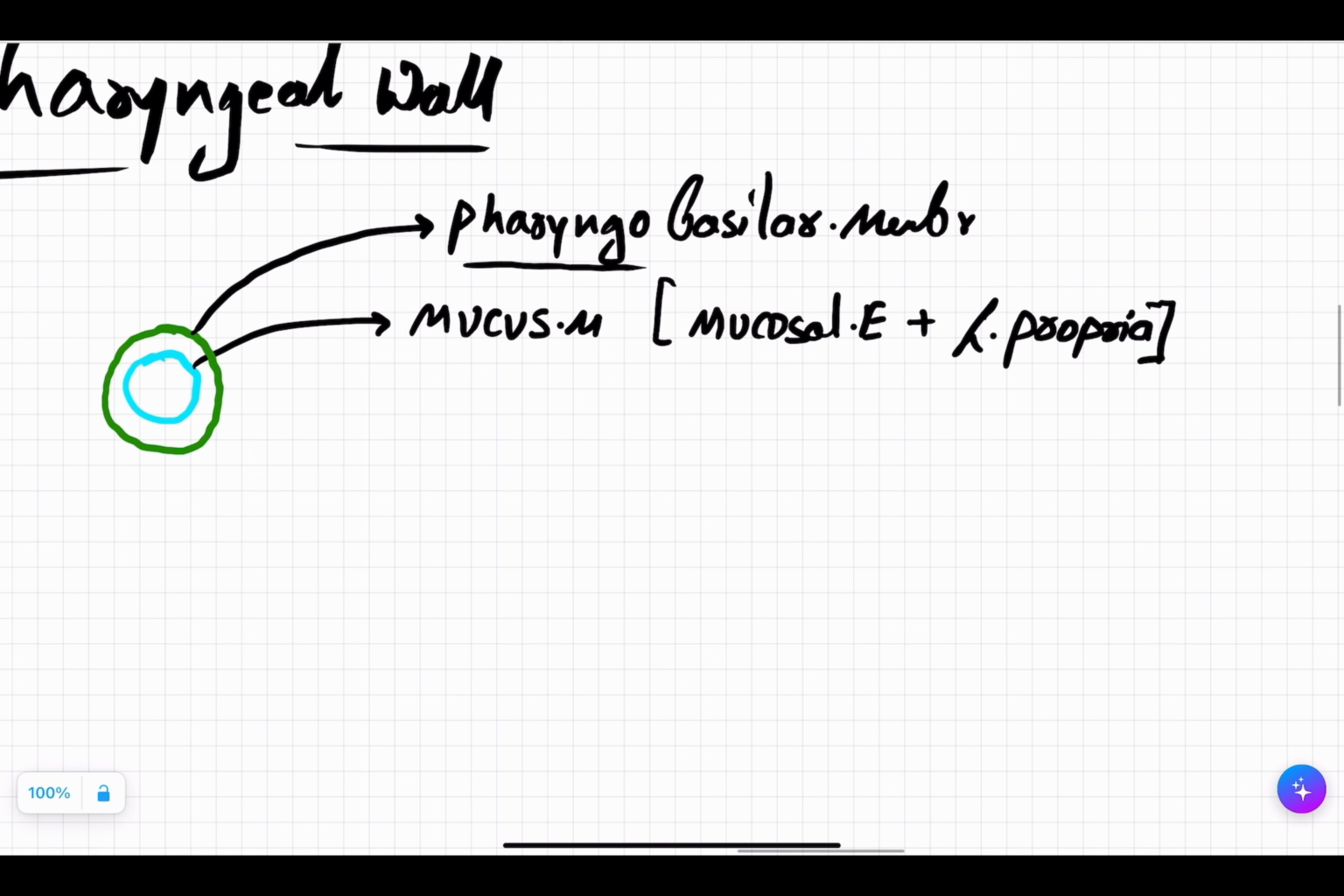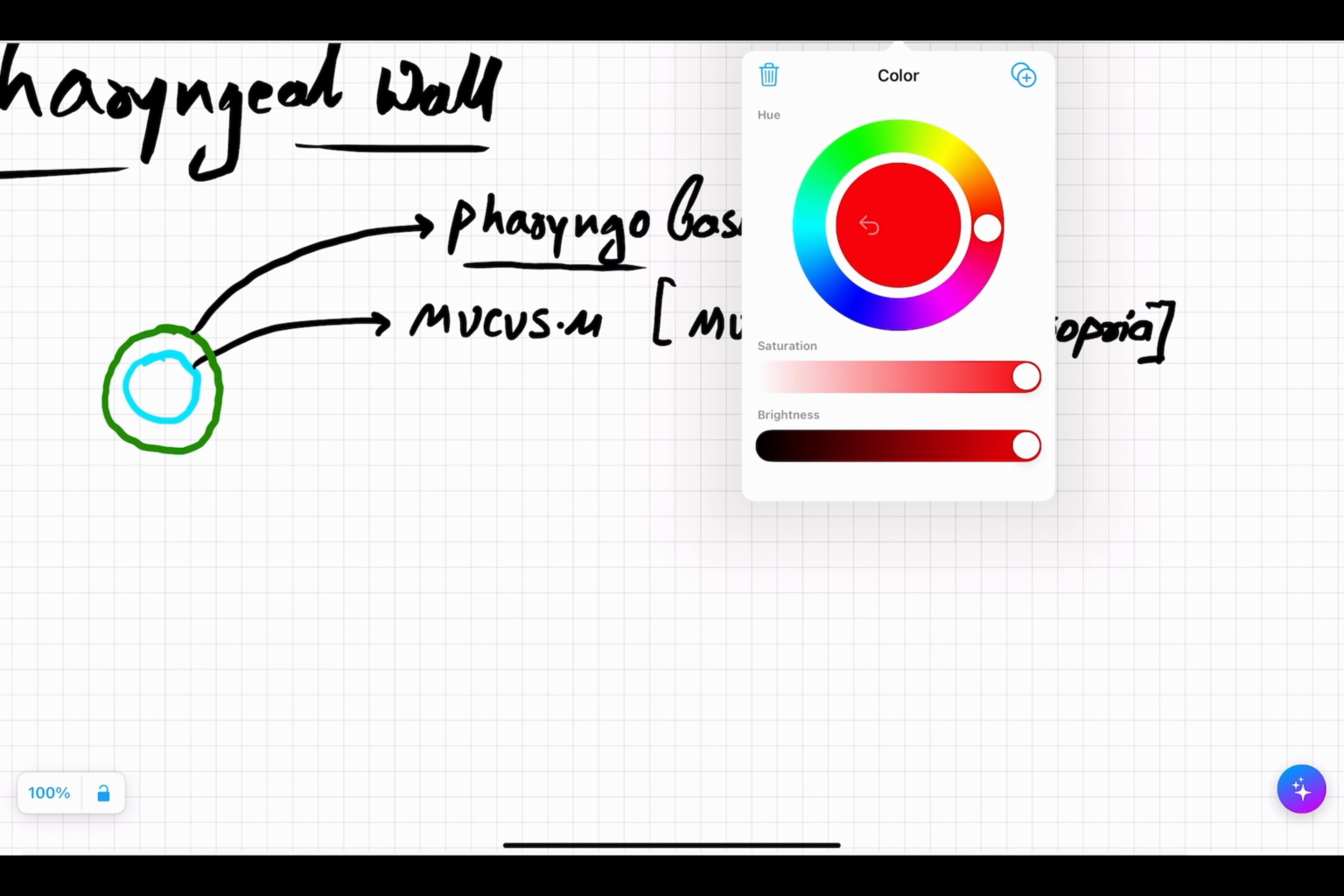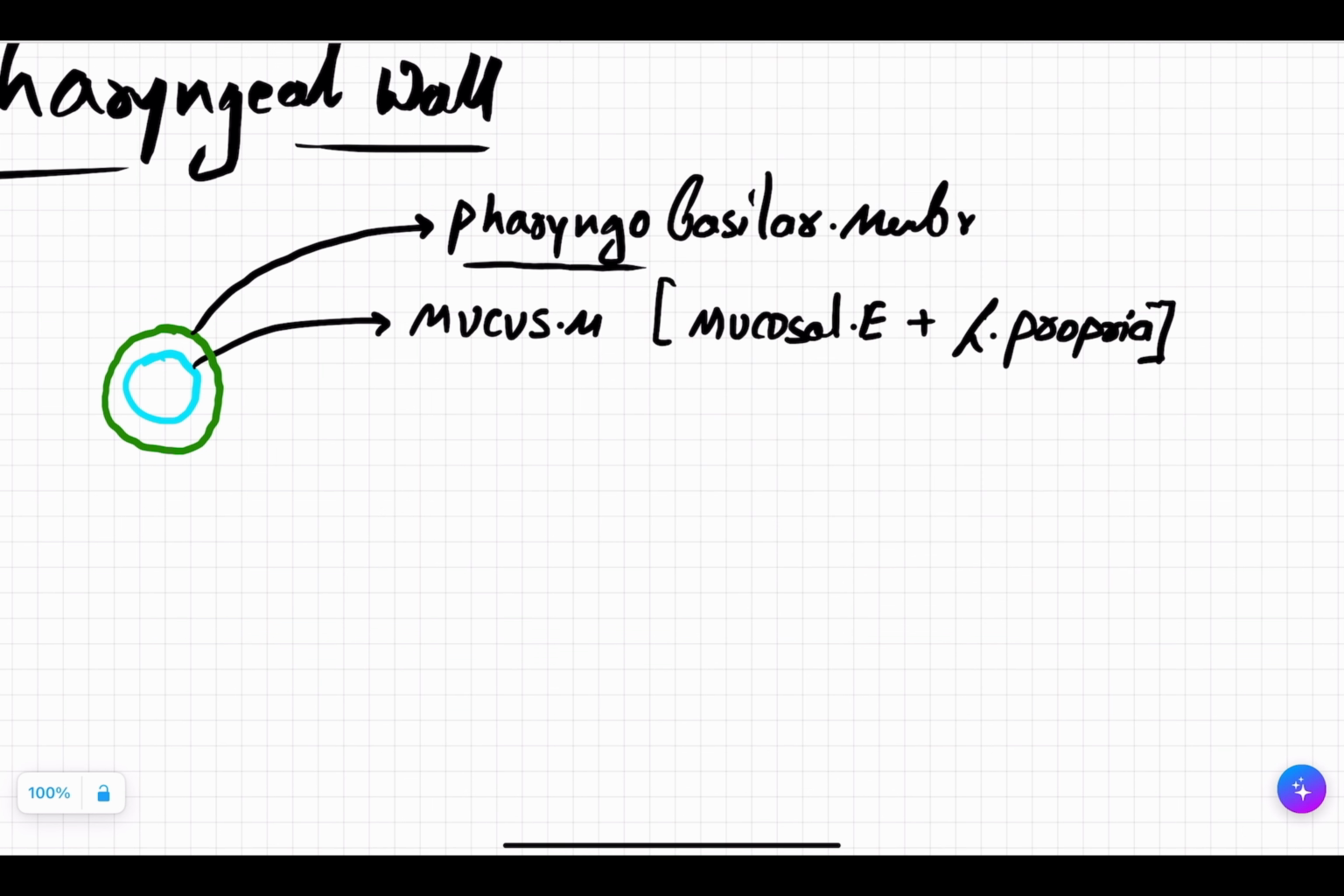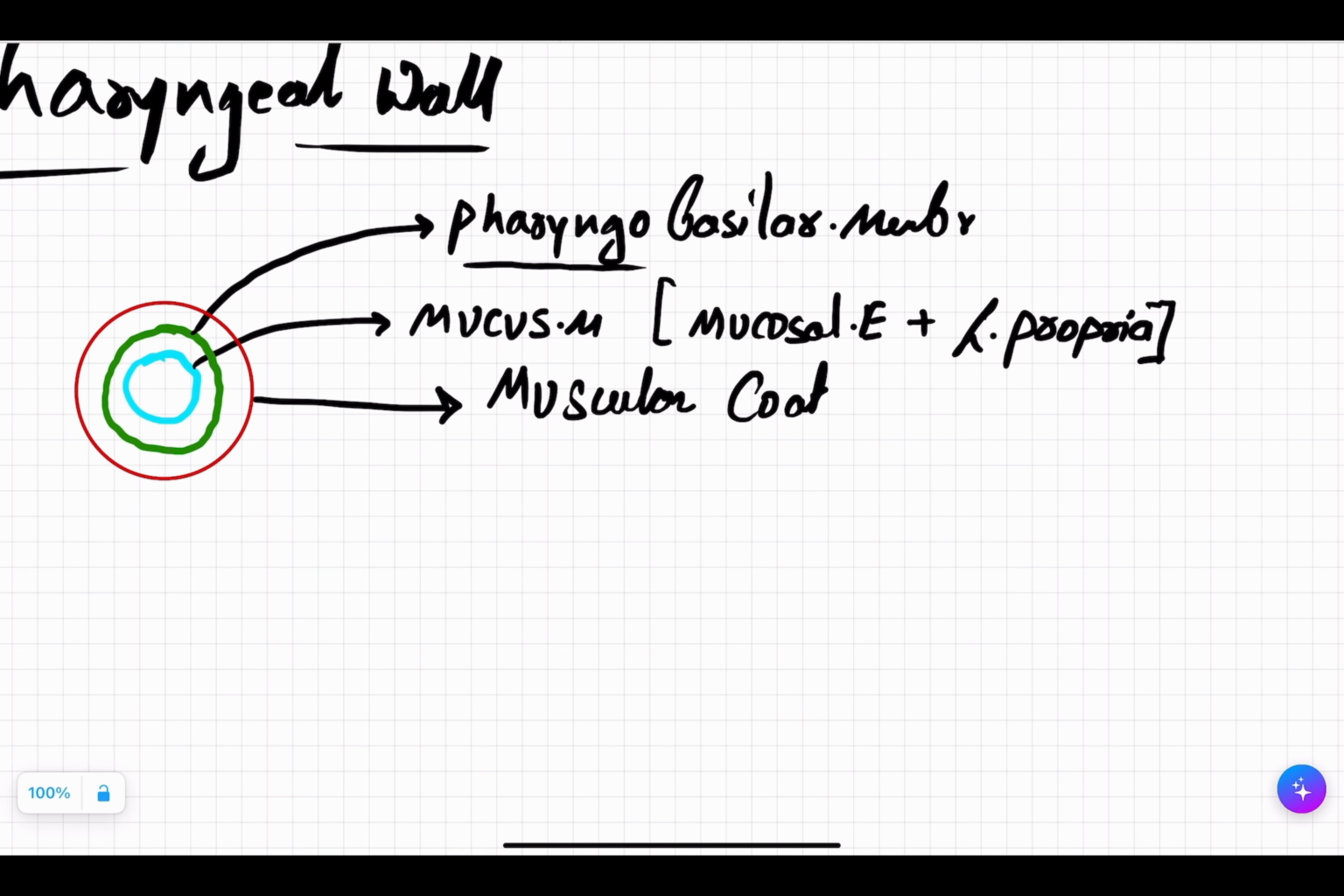Now the third layer is quite important, because the third layer is our what? These are the muscular coat. Muscular coat, it means we will have our muscles in the third layer. Muscular coat. And in the muscular coat, you have your two kinds of muscle, your longitudinal muscle, and you will have your circular muscle. We will discuss about everything.